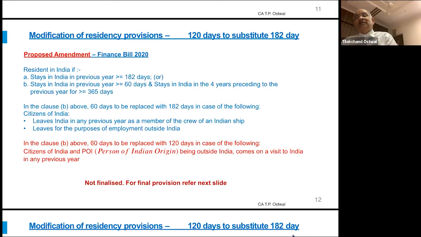Such persons are called stateless persons. They don't have any state. In such a situation, how to tax them? This was a global problem. And when they found this was a global problem, the OECD and all other countries started working out a plan on how to tax them.